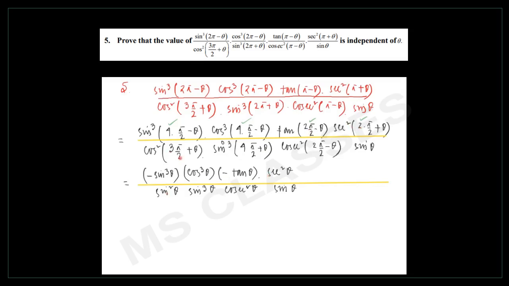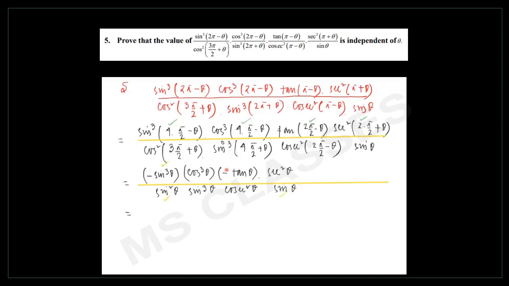This is 3 pi by 2 plus theta. Fourth quadrant, but it is square, so it will be sine square only. This is odd. Here it is what? Even, so this will be sine. Cosec square, this will be what? Cosec square only, and here sine. Now this will be minus into minus, this will be plus. Now what we have? Sine cube theta, sine square theta, sine theta. So sine cancels out. Minus minus plus cancels out.